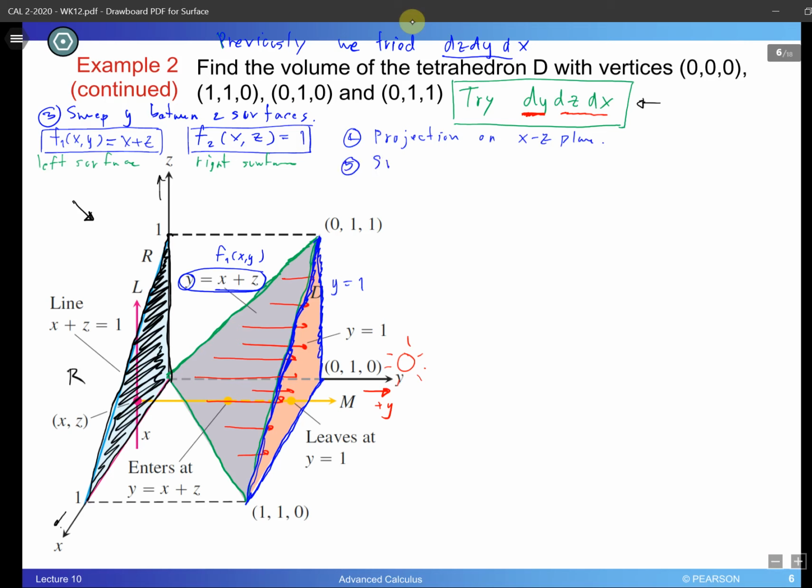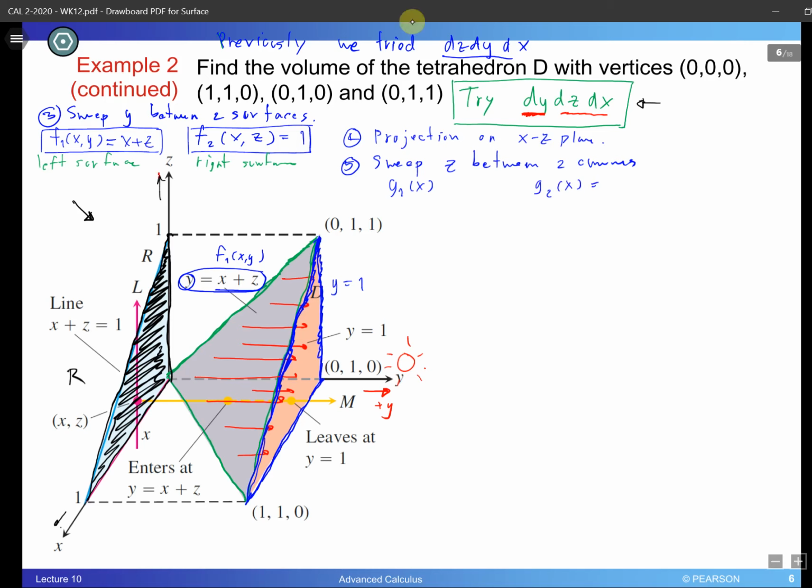be z. Sweep z between two surfaces. Oh, I'm sorry, two curves. Between two curves, and we are supposed to find these two curves. And these two curves are going to be g1 of x equal to something, and g2 of x equal to something, and we are supposed to find that. So first of all, let's take a look at the sweeping of z variable.